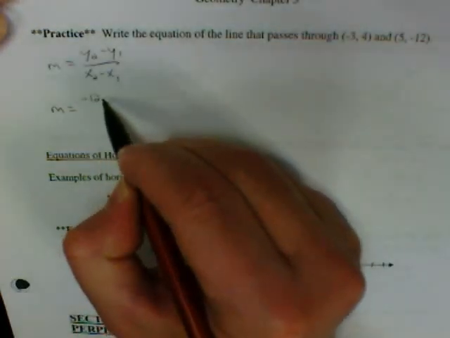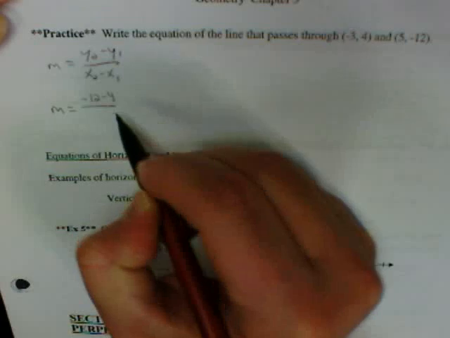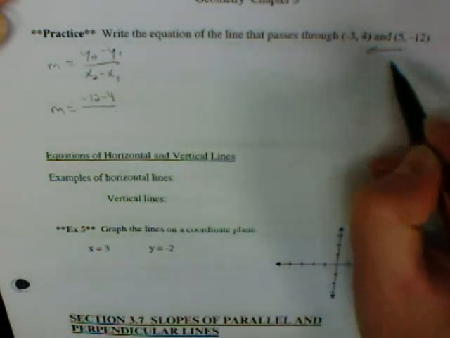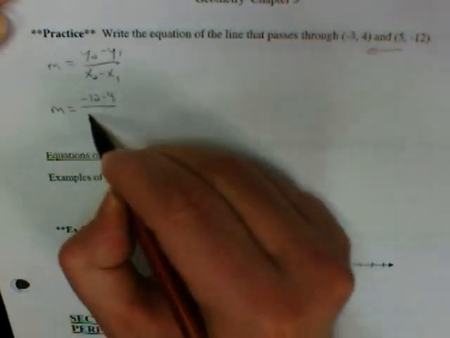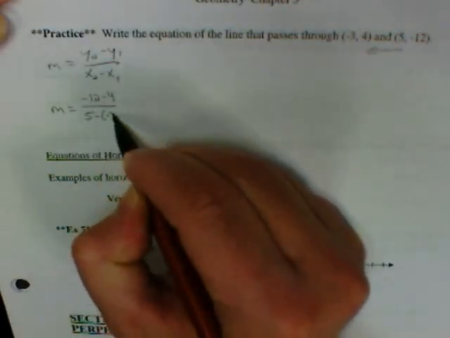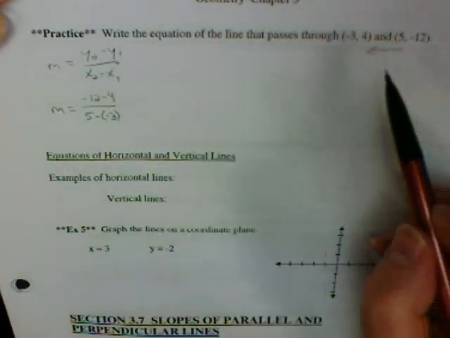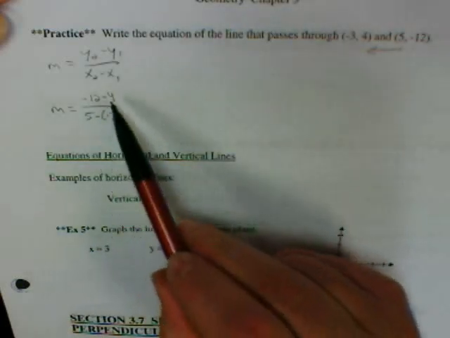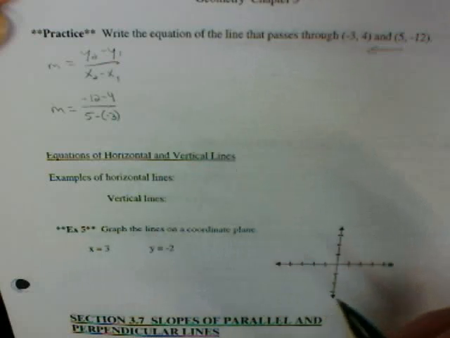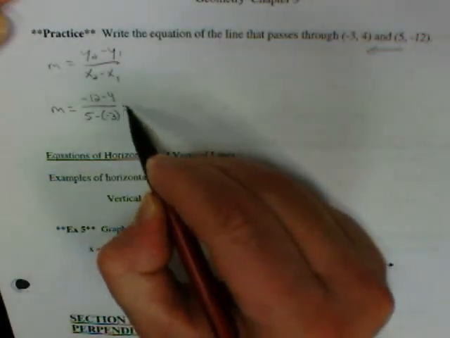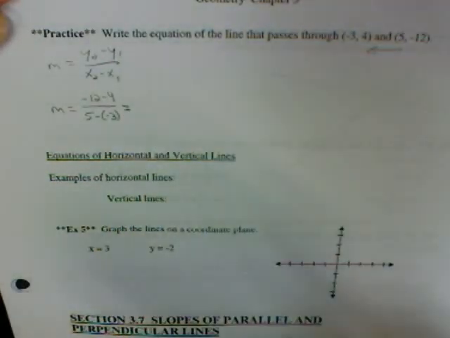The two y's are negative 12 and 4, so I'm going to say negative 12 minus 4. And since I, again, subtracted in that direction, I'm going to do it again and say that for the x's it is 5 minus negative 3. You have to be careful with your negatives there. If you chose the other direction, it would have been 4 minus negative 12 in the numerator and negative 3 minus 5 in the denominator. Either way, though, you'd ultimately get the same slope.